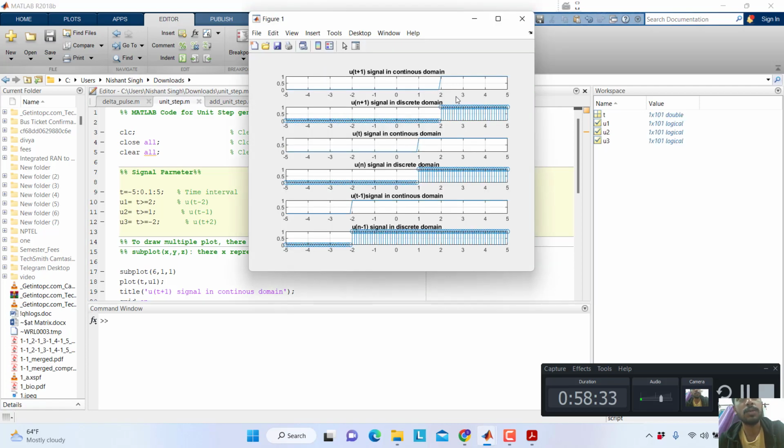So you are plotting u(t-2). It shows magnitude 1 from 2 to 5, in the continuous domain and in the discrete domain. Here we are plotting u(t-2), here u(t-1), and here u(t+1). We have to change that there.